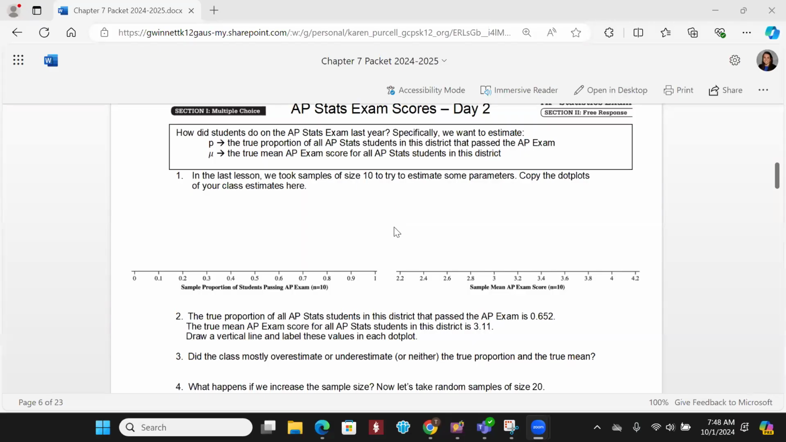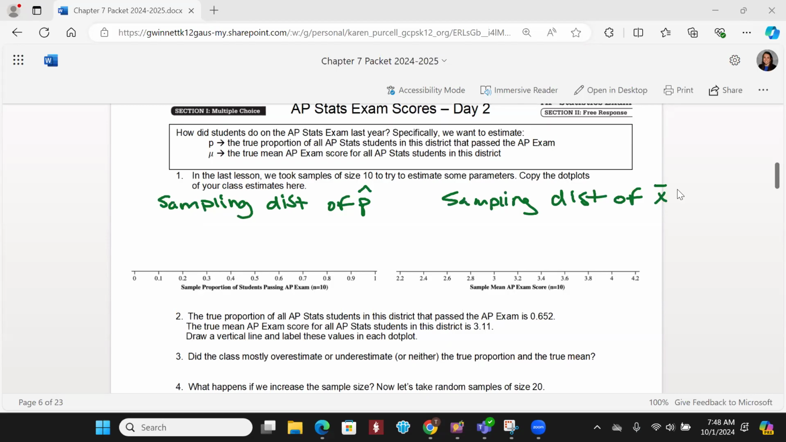Okay, so you should have copied down your dot plots from the previous page. Remember, this is your sampling distribution of p hat. And then sampling distribution of x bar. You've got to be careful and pay attention to the notation. The true proportion of all AP stats students in the district that pass the AP exam is 0.652. So on your dot plot, you're going to put a line and say p equals 0.652. The true mean for all AP stat students in this district is 3.11. So you're going to draw a line and say mu equals 3.11.